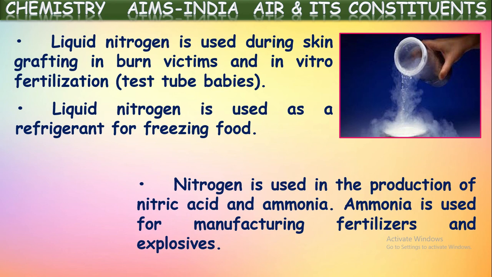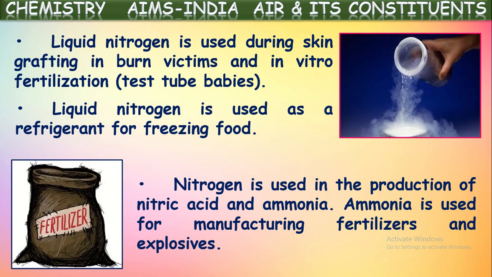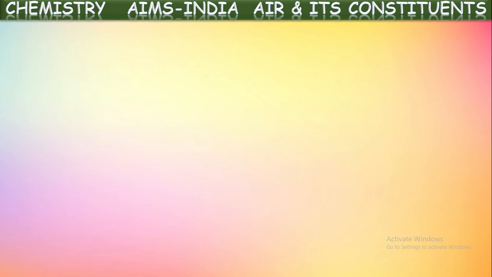Even nitrogen is used in the production of nitric acid and ammonia. Not only these general uses, nitrogen is also used in the preparation of some other chemicals like nitric acid and ammonia. So this ammonia is used for manufacturing so many kinds of fertilizers and explosives. We use so many kinds of fertilizers in our fields. These fertilizers mostly contain ammonia compounds. This ammonia is prepared from nitrogen. So indirectly nitrogen is used in the manufacturing of so many kinds of fertilizers and even in the manufacturing of explosives and these all. And even some laboratory chemicals are also prepared from nitrogen. For example, nitric acid is one of the important chemical substances in the laboratory. This nitric acid is prepared from nitrogen. In this way, there are so many uses of nitrogen.